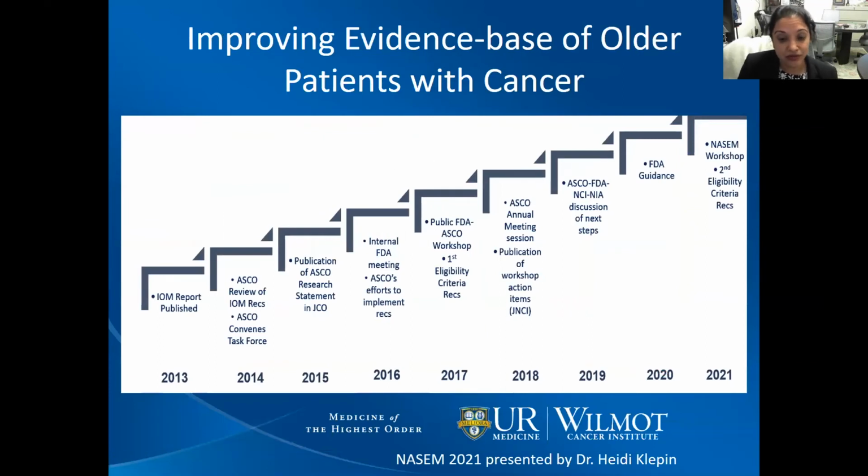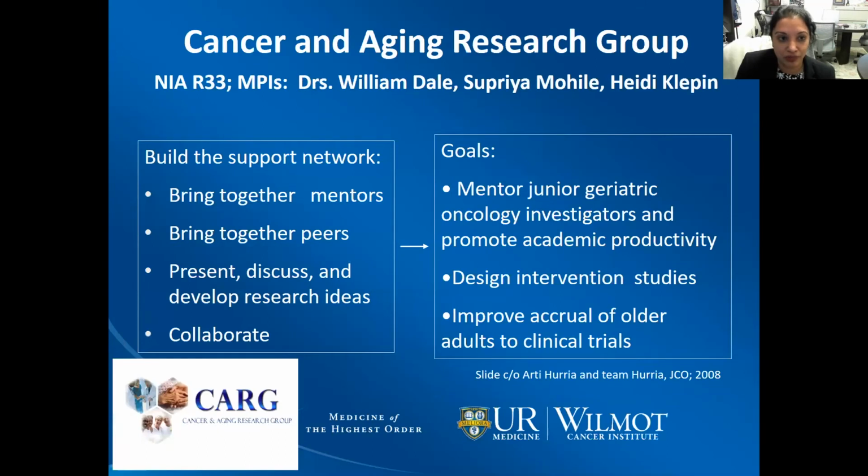I have a few slides about evidence. There's been a lot of movement forward over the years to try to improve accrual of older adults to clinical trials and to get better evidence for this growing and important population. And this is a slide that was presented by Dr. Kleppen at the recent National Academies meeting that shows that from the original 2013 report that I communicated earlier, there have been multiple efforts by FDA and ASCO and the National Academies and the NIH to try to come forth with recommendations. And the recommendations have been consistently very similar to the original IOM report.